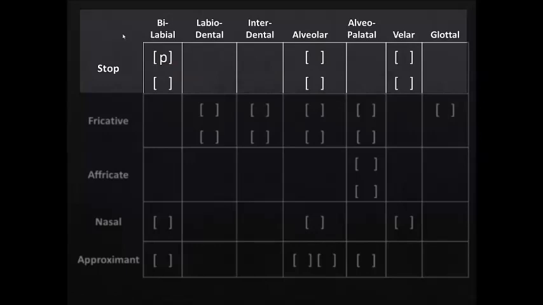Now I want you to just make the B sound. B, B, B. Make a P and then a B. P, buh, buh. What's the difference? See if you can find it. Pause when you need to.